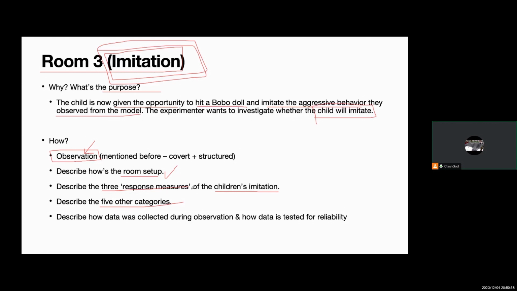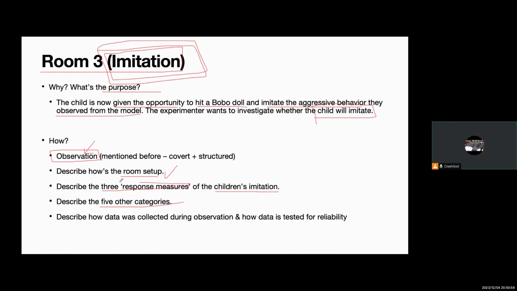So, what are the 3 response measures? We know that we're trying to investigate how much the child will imitate the aggressive behavior, right? But how do we measure aggressive behavior? How do we categorize? How do we operationalize? How do we define aggressive behavior?